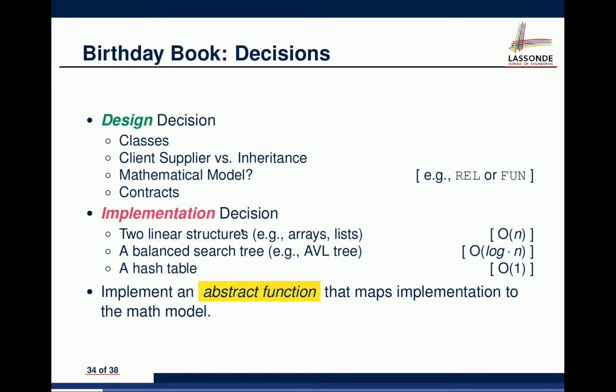Once you have this, let's say in the example, you will see using a hash table. It's a pretty efficient implementation, but now external clients, when they look at the contract view of your classes, they only want to see the model. And the model is going to be a function. How do you write contracts for remind, put, count, etc. using a mathematical function? That's a challenge.